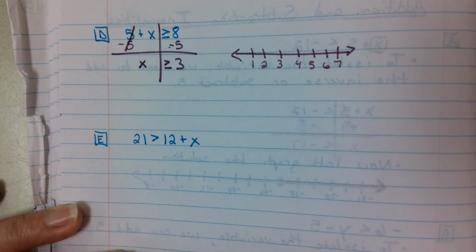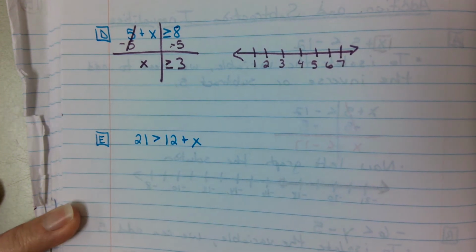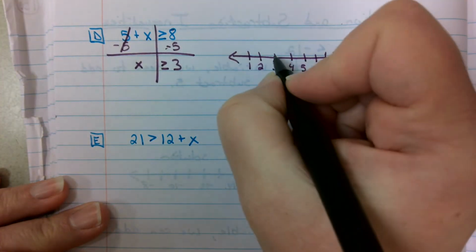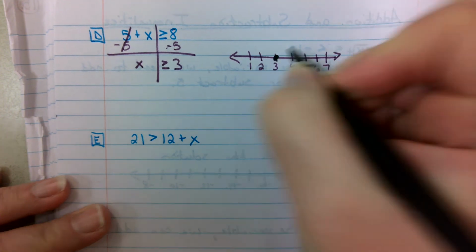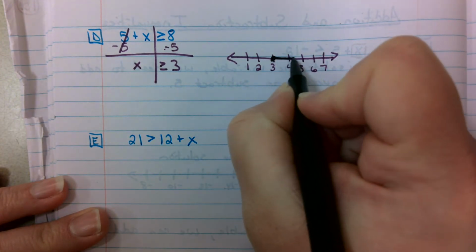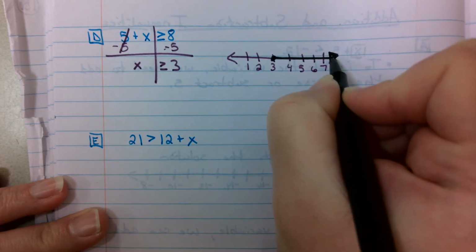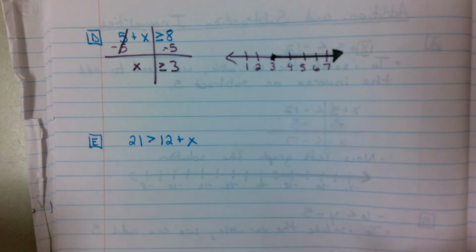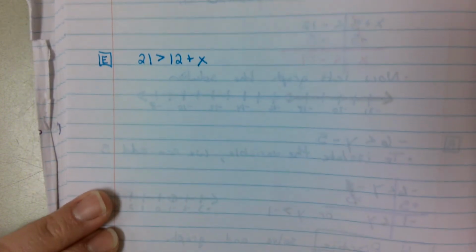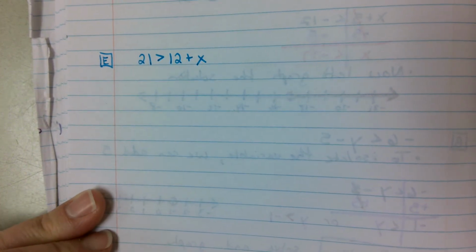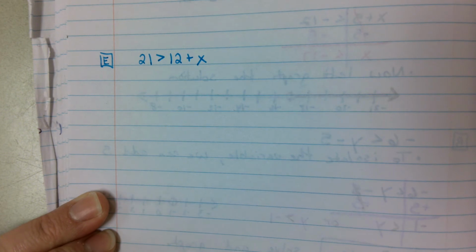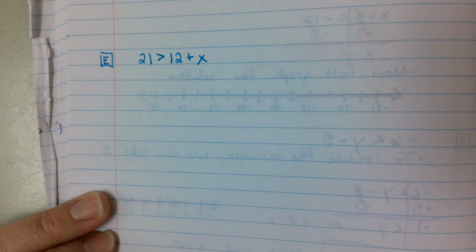All right, open or closed circle. You said closed, good job. So I have a closed circle at 3, and x is all values greater than that. Notice that my inequality symbol and my arrow are pointing in the same direction. The last one I want you to do is E, solve and graph this, please. 21 is greater than 12 plus x.